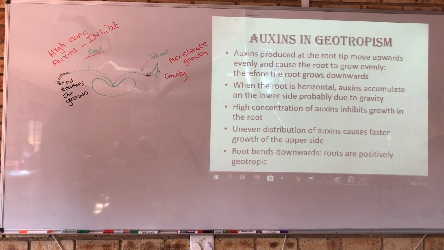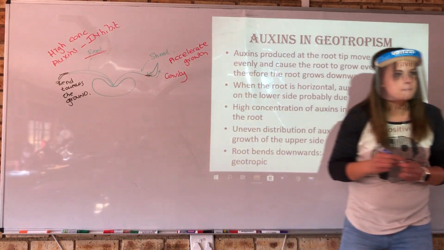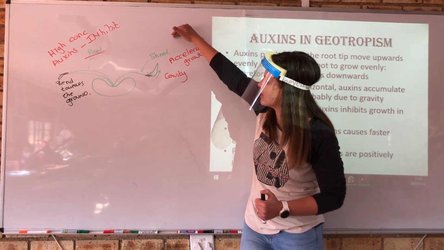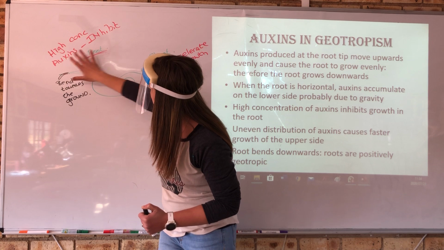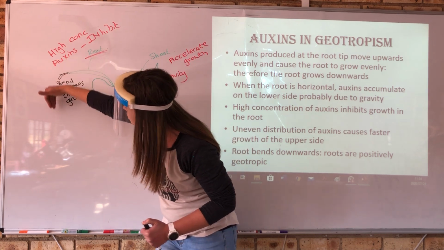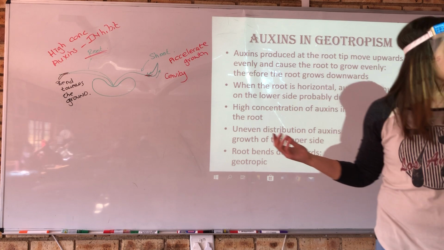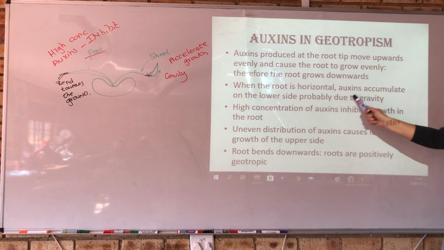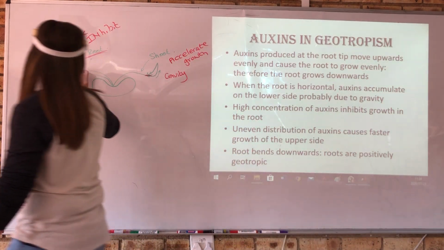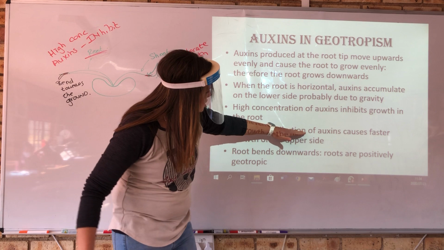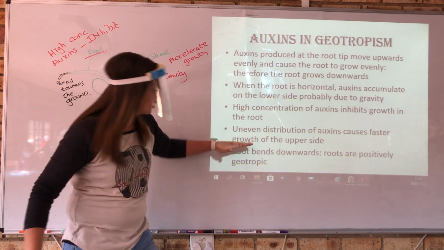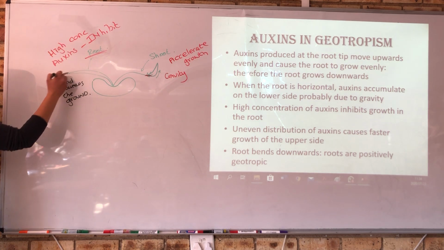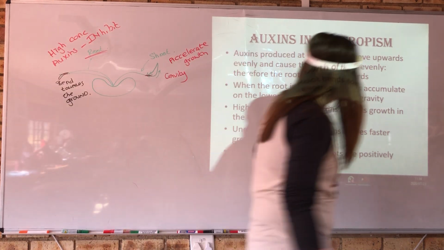Right, so what does gravity do? Gravity will cause the shoot to grow upwards because those auxins accelerate growth in a shoot, and a high concentration of auxins in a root inhibits growth and the root will start to bend downwards. Are we all happy? Okay? So when the root is horizontal, auxins accumulate on the lower side, probably due to gravity. So we're all happy with that? There our auxins are gathering on the lower side. An uneven distribution of auxins causes faster growth in the upper side. So we're talking about this side, faster growth in the upper side because it inhibits growth there. And the root bends downwards.